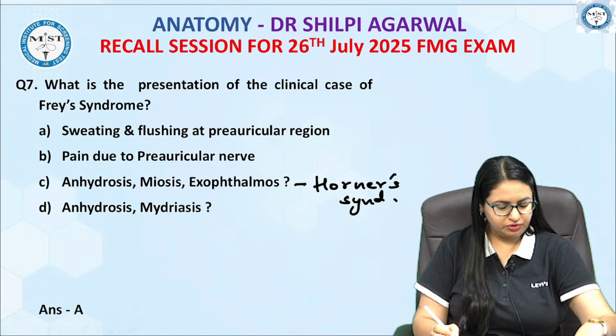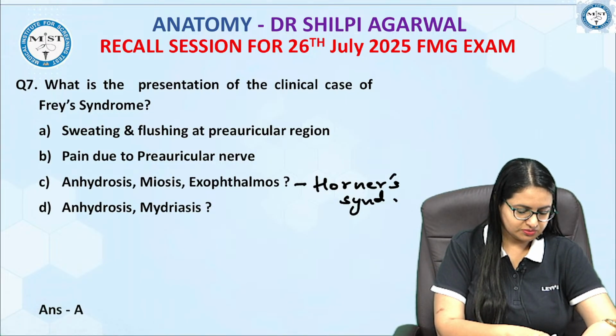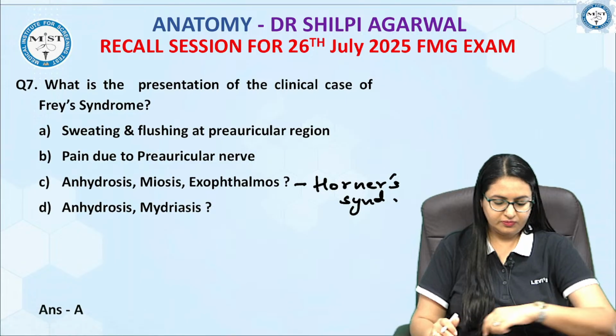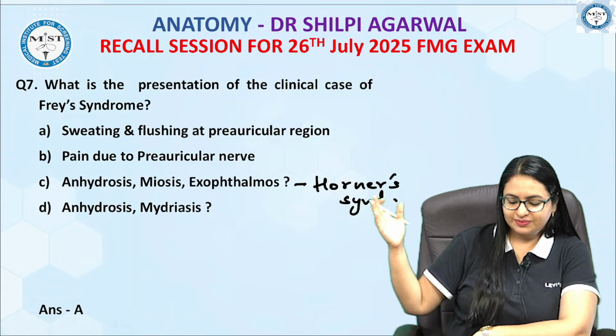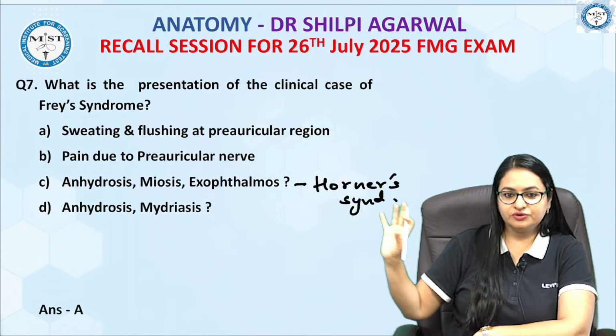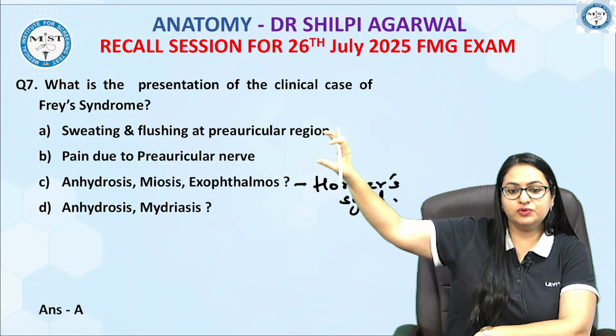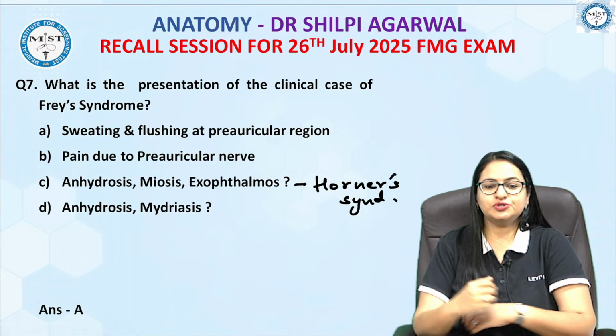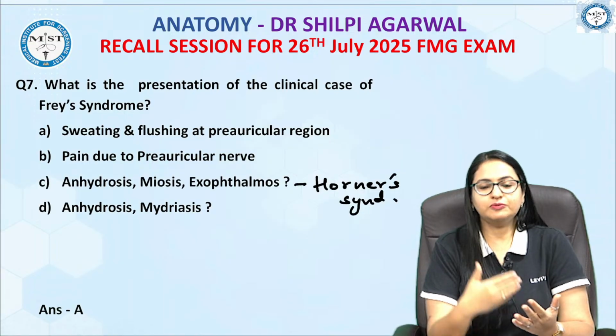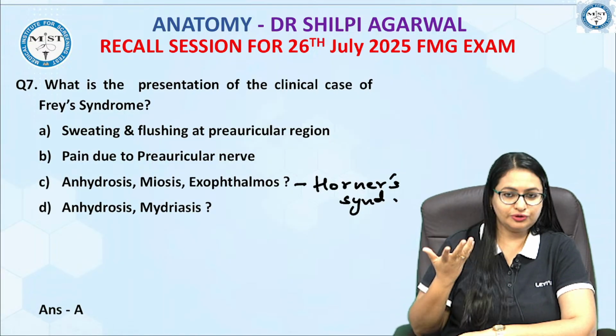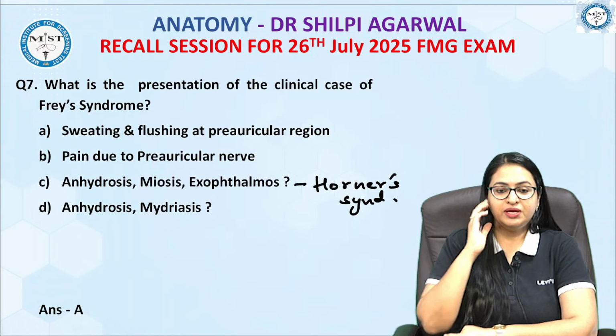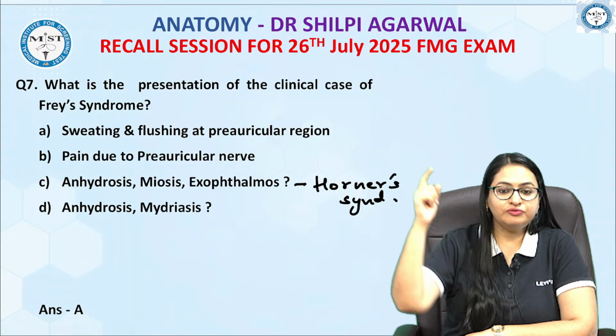The root question was about complete paralysis. Okay. So when we are talking about these symptoms, you can see this is actually for Horner syndrome. Now we are confused between these first two options, because the B option is pain due to preauricular nerve. The preauricular nerve is actually the greater auricular nerve, that is the same thing. Pain due to greater auricular nerve, or we have to choose this option.